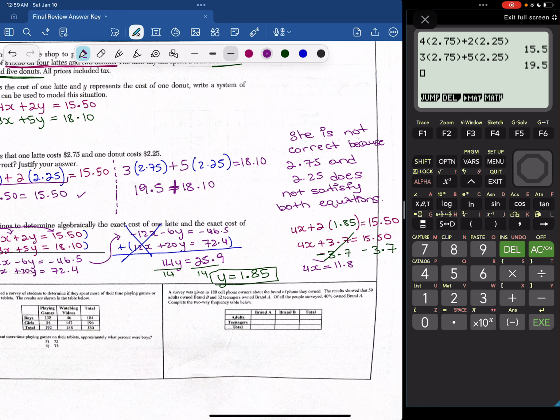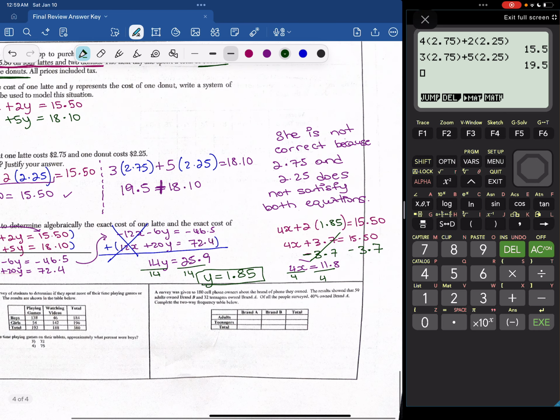Again, our last step is to divide both sides by that number in front of x. So we divide both sides by 4, and you'll see that x is equal to 2.95. So right here, x equals 2.95. And that tells us that the cost of one latte is $2.95.